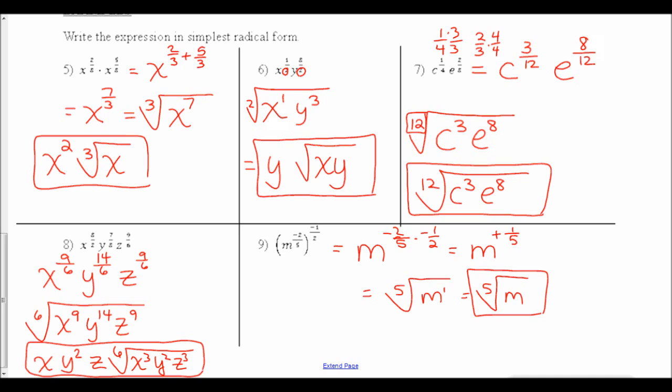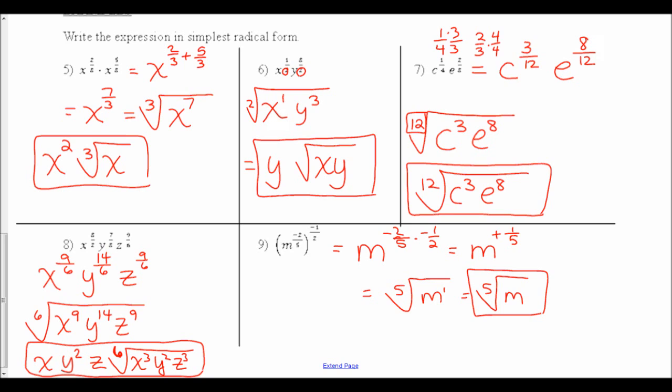For number 8, we got a common denominator of 6 with all the fractions, so I put them all underneath the 6th root. Then I realized I had more than 6 of each of my letters, so for the x's I could take out a set of 6 and 3 would be left inside. For the y's I could take out 2 sets of 6, so 12 y's are coming out and 2 are left inside. For the z's I take out 1 set of 6 and that leaves me with 3 z's left inside. Don't forget to rewrite this little radical with the index in here. We have a tendency to forget to write that and then our answer is not correct.